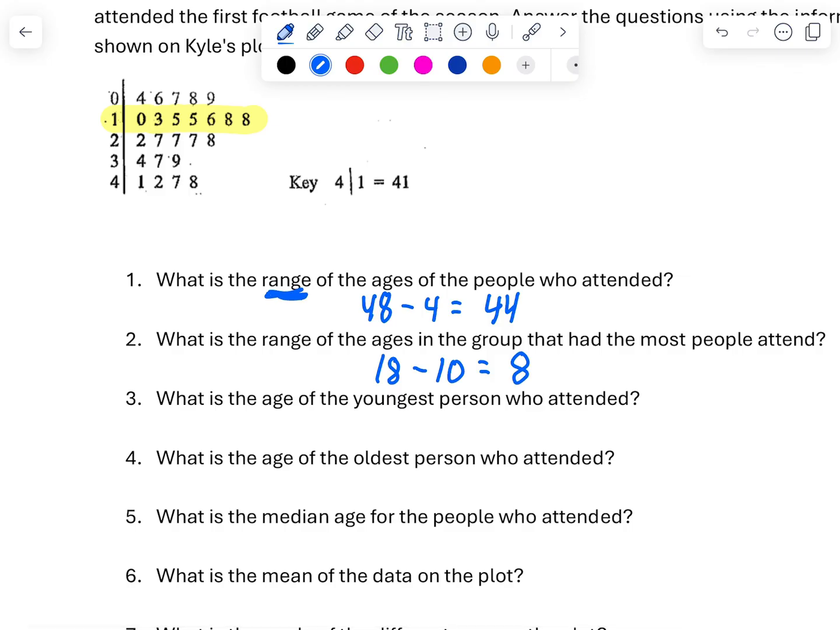What is the age of the youngest person who attended? The youngest person would be 4 years old. And the oldest person would be 48 years old.